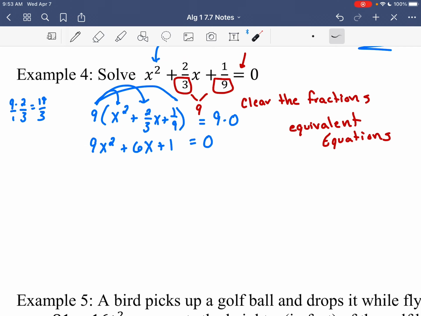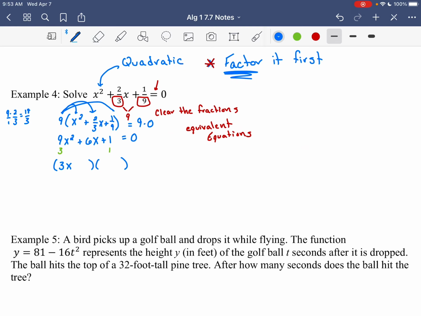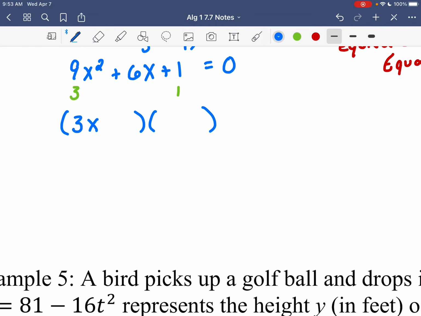9x squared plus 6x plus 1. And I'm noticing 9 is a perfect square, and so is 1. 9 is the square of 3. 1 is the square of 1. So I'm going to guess and check factoring this using that 3x. Because again, you have to factor it first. So we have to get this factored first to solve it. So I'm going to use 3x plus 1 and 3x plus 1 equals 0.